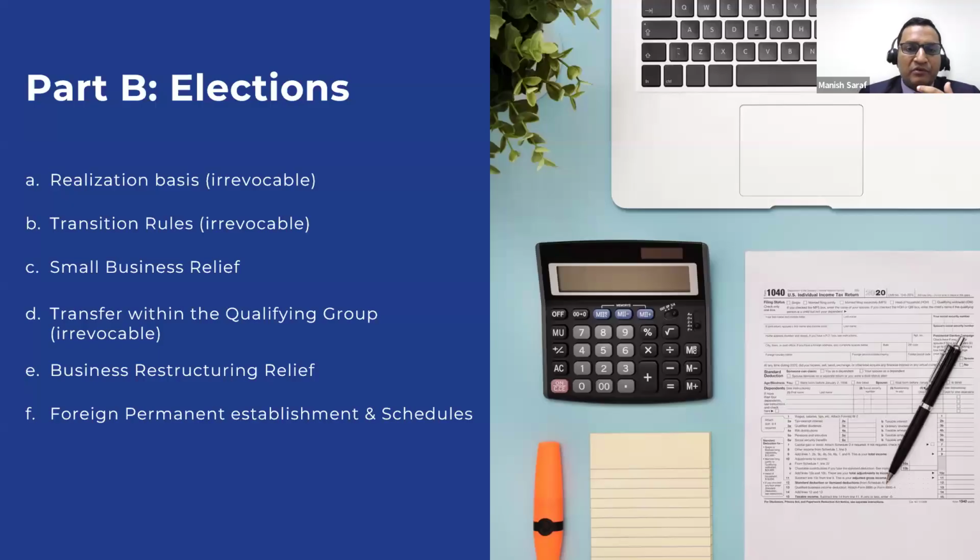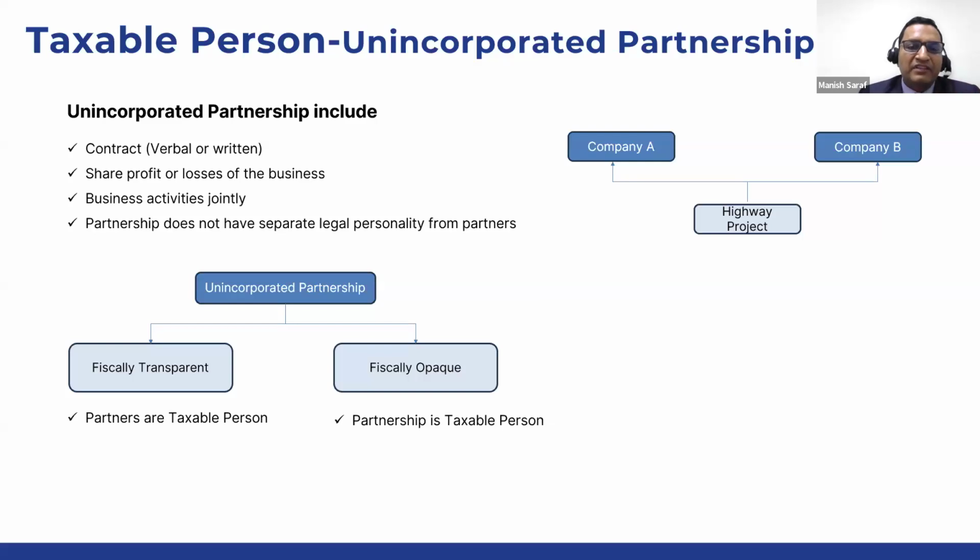And those details go in the return. So when you file the return, you will see an option for unincorporated partnership to be filled in, because you might be earning something from other ventures with other companies or other businesses. Then those have to be included in your return. So you will have to fill in the details of the unincorporated partnership registration number.